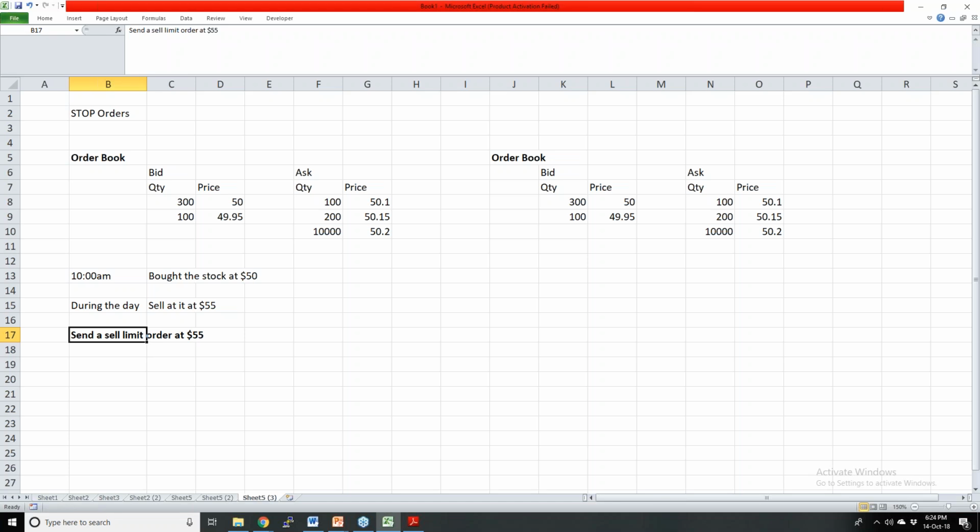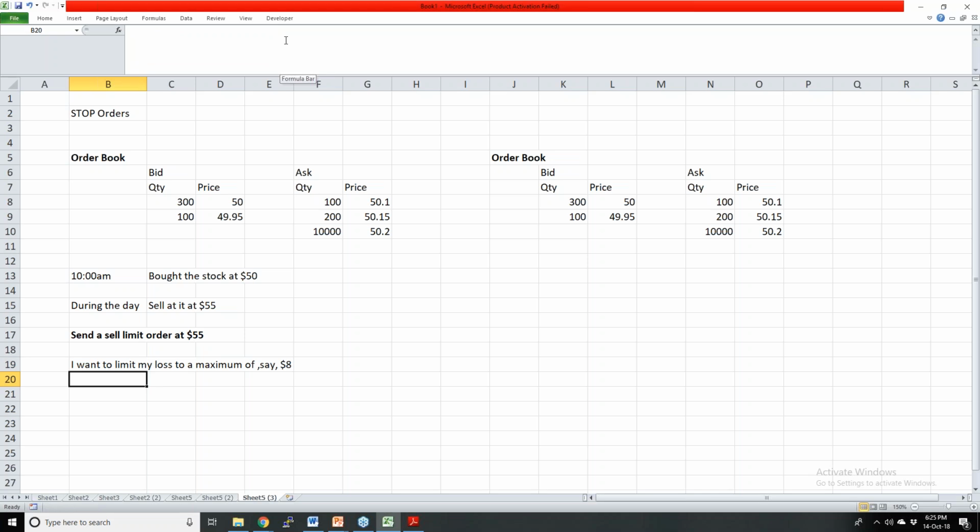But I want to get everything automated. I don't want to look at my screen the whole day. And my fear is, what if the price goes down? What if it goes to $40, $30? I don't want to take that much of a loss. So I want to limit my loss to a maximum of, say, for example, $8. This is what I want to do.